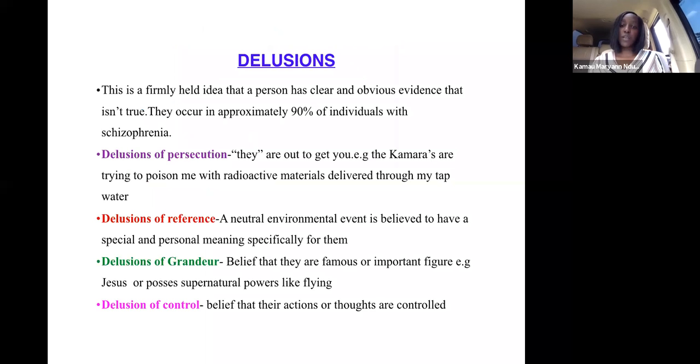There are several types of delusions that you might have. First, you have delusions of persecution. These individuals believe that people are out to get them, for example, the cameras are trying to poison me with radioactive material delivered through my tap water. Another type is delusions of reference, where a neutral environment is believed to have a special or personal meaning specifically for them. For example, if they saw a billboard or a piece of news on television, they believe that that information is specifically meant for them to hear.